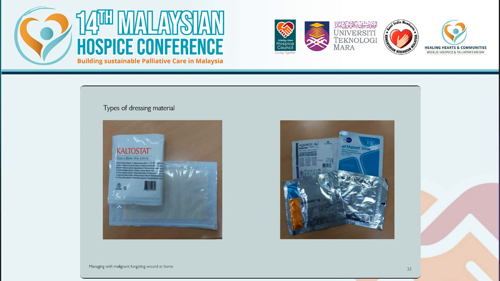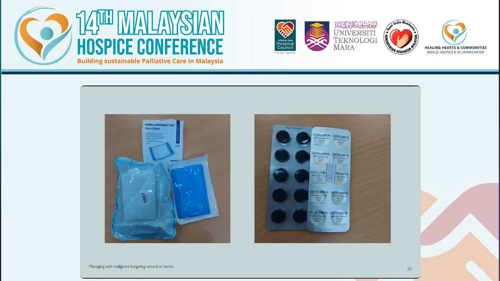I'm not here to promote all these brands, but this is what I have in my setting. So I just show you some examples that we have in the market. These are examples of the absorbent dressing, absorbent pad and Gumji, and also charcoal. You can see here it is in tablet form. So usually we ask the family member to crush it and put it as a secondary dressing.